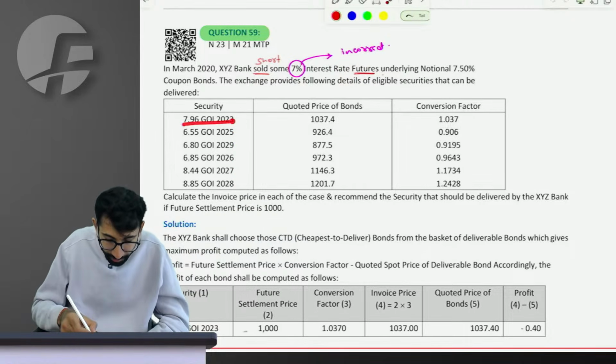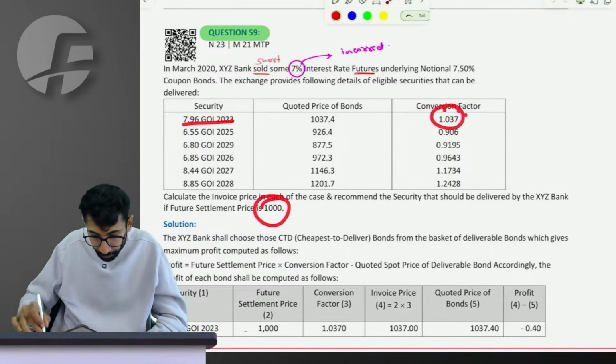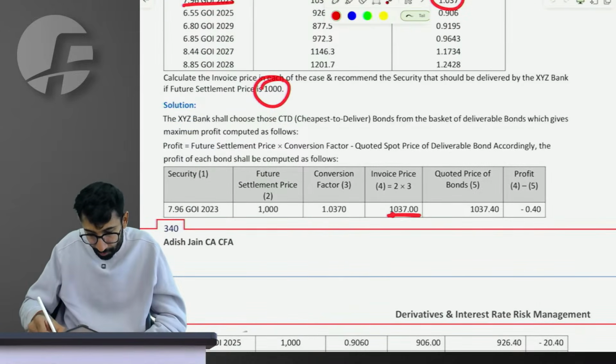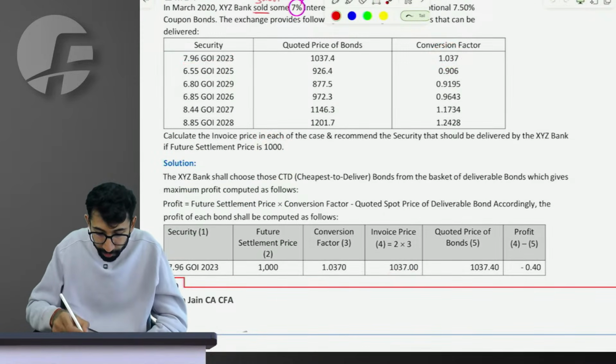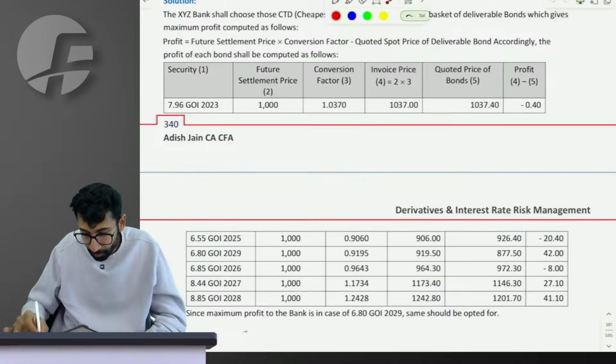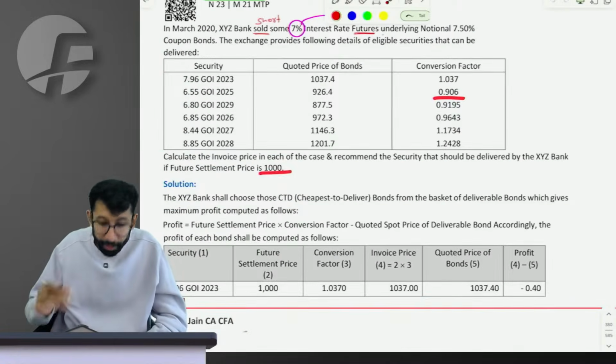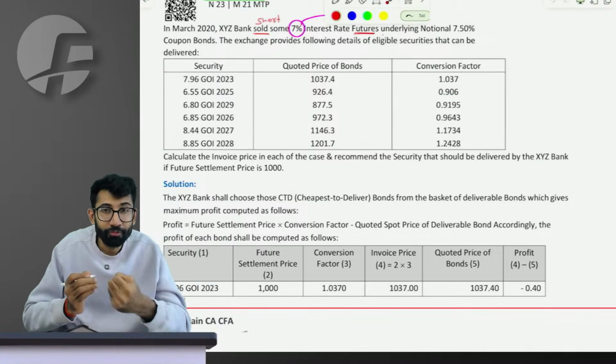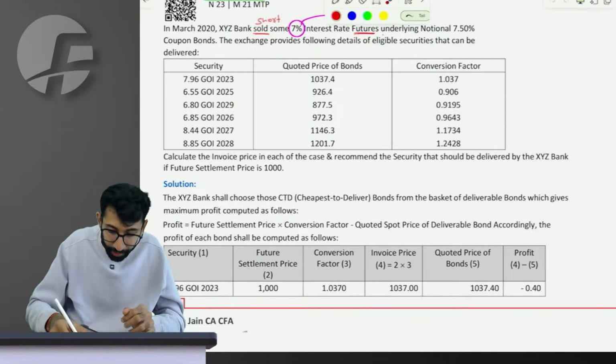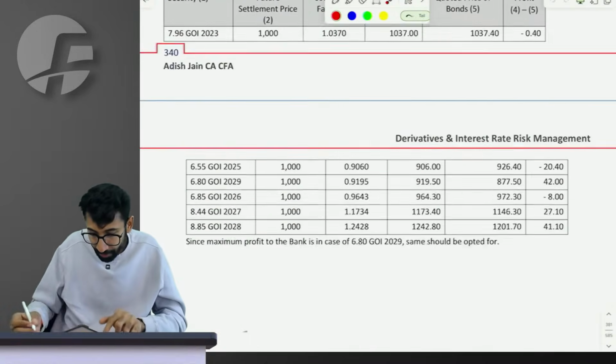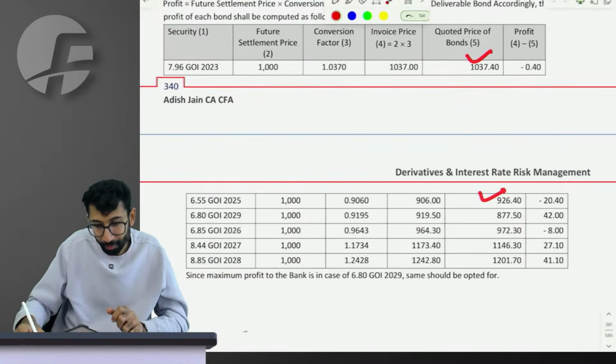When you sell this bond, you will receive 1000 into 1.037, so you will receive 1037. When you sell this bond, you receive 1000 into 0.906, you will receive 906 rupees. When you go to the spot market, you'll have to buy the bond first to be able to sell. You will have to pay 1037, 926 as the prices in the spot market.